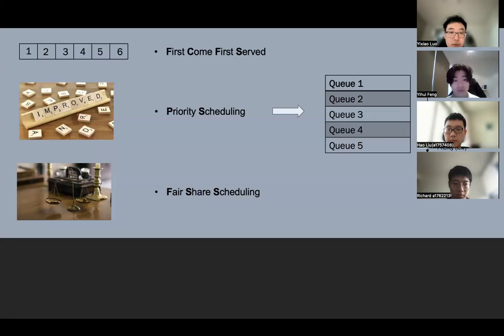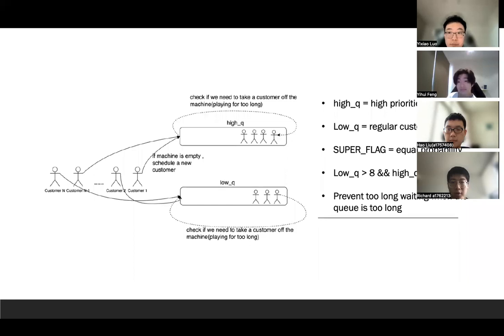Next, we will introduce the implementation details. I will cover more in-depth information about MLQ and how we achieve it. As you can see in the graph, our group defined two queues, a high queue and a low queue. The high queue represents customers with high priority and the low queue represents regular customers.